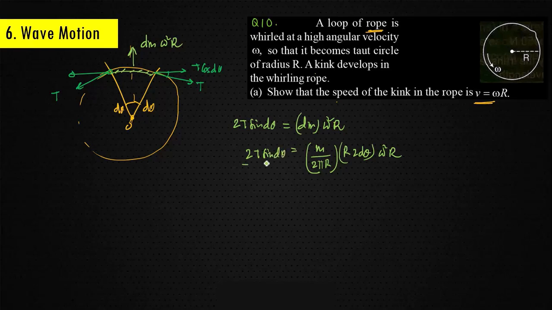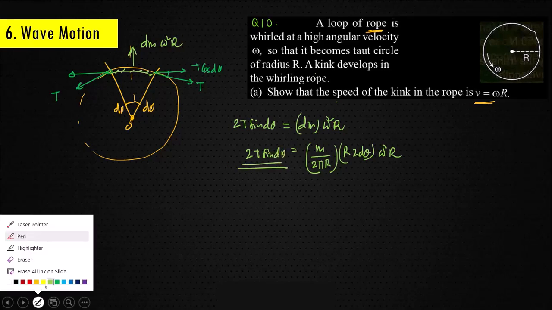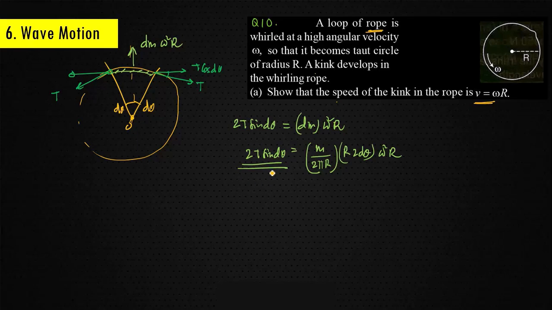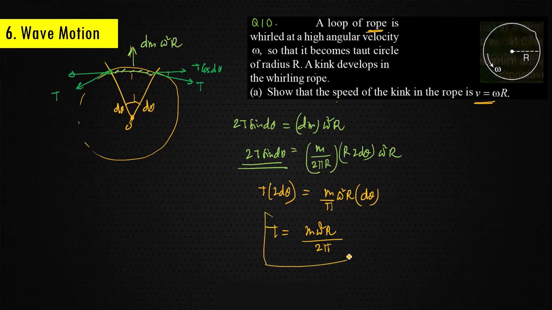Now since d theta angle is very, very small, I can approximate that sine of d theta equals d theta. So on the left hand side I am getting T into 2 d theta. That should be equal to, R will cancel out, 2 will cancel out, so m by pi omega square into R into d theta. So ultimately d theta cancels out. So I am getting capital T, tension, equals m omega square R divided by 2 pi. So this is the tension developed in the rotating loop.